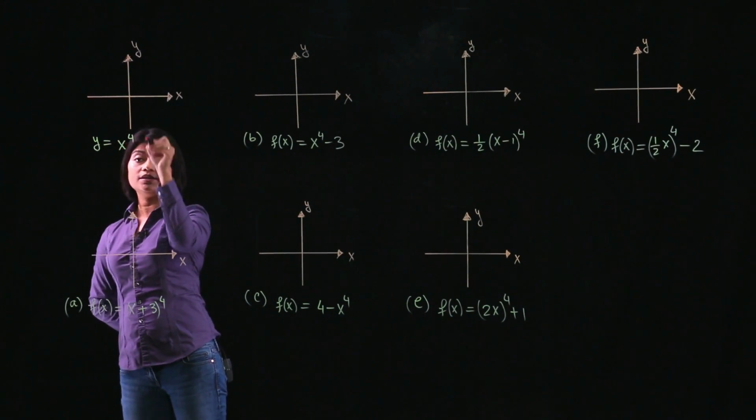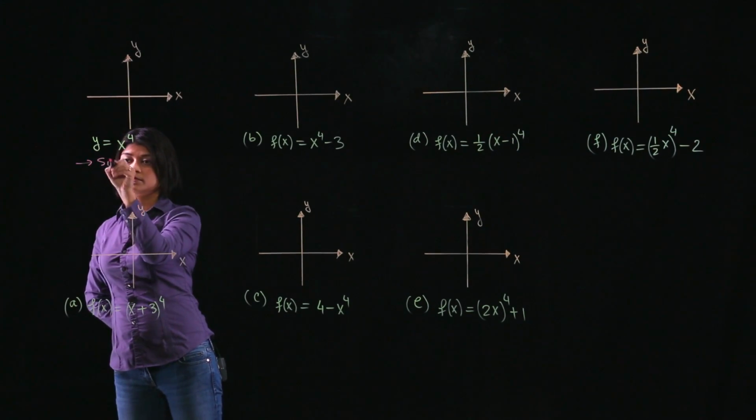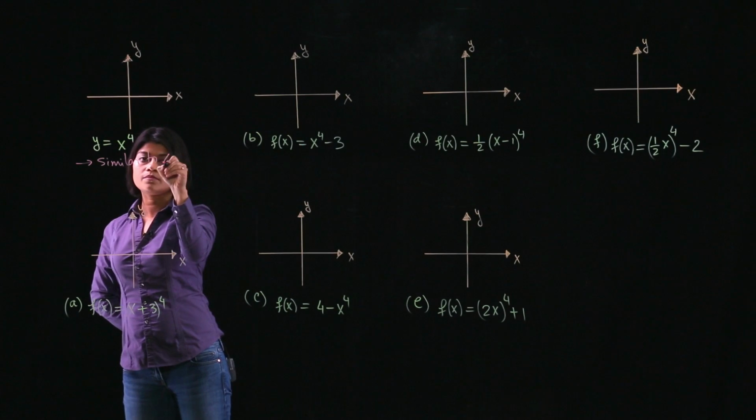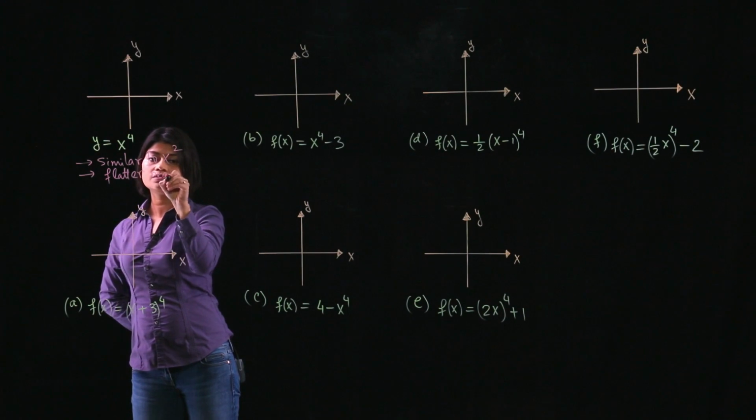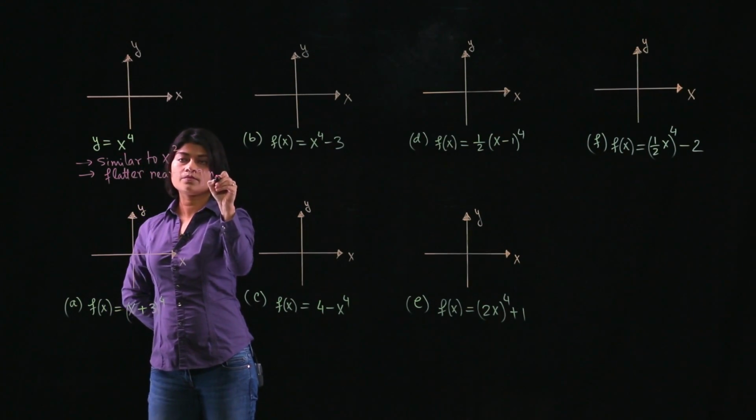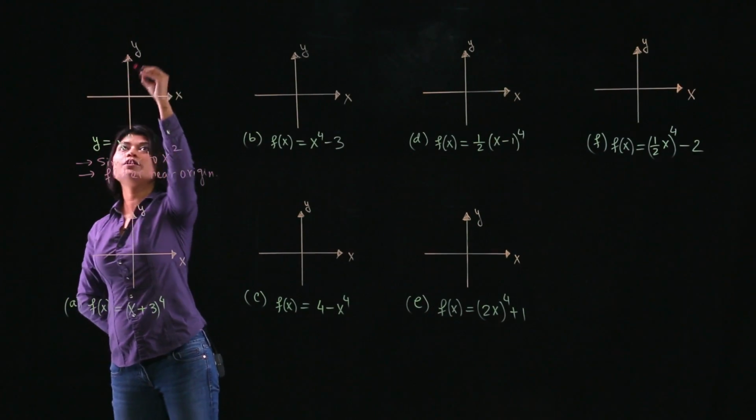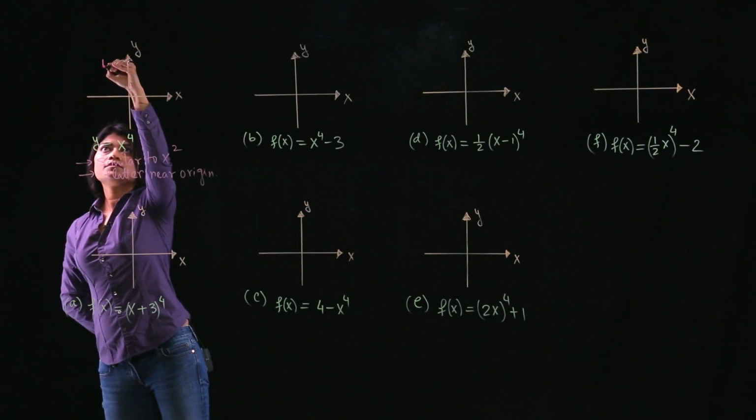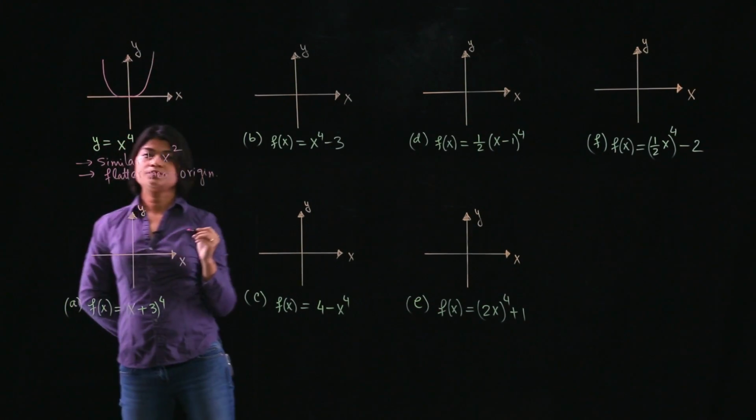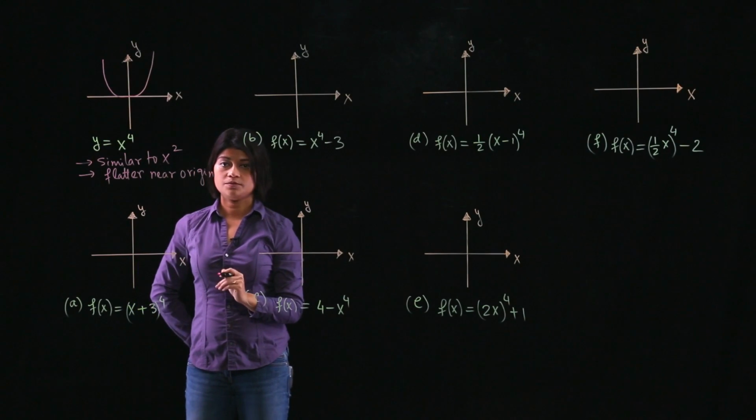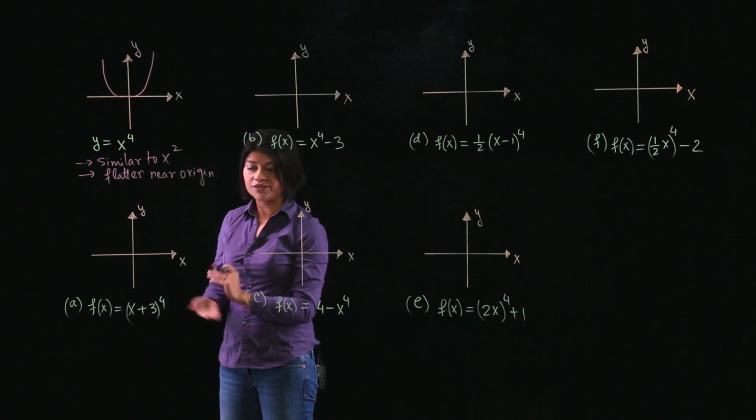So, because the power is even, it's similar to x squared, but it will be flatter near the origin. So the graph will look almost like x squared, opening upward, but it will be flatter near the origin. So this is a rough sketch of y equals x to the 4. Okay, so now let's move on to various transformations of x to the 4.